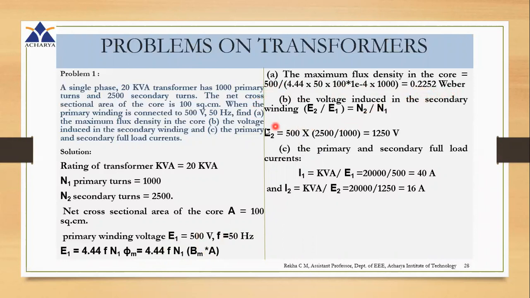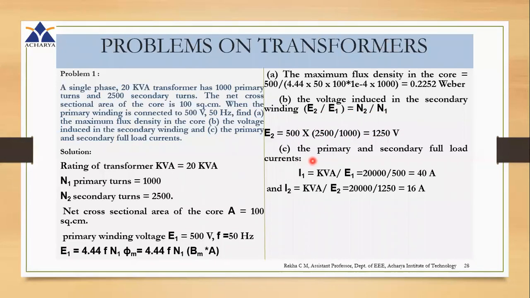The next parameter we need to find is the voltage induced in the secondary winding. The voltage induced in the secondary winding can be found using the formula E2 by E1 is equal to N2 by N1. That is nothing but the transformation ratio we studied, right? We know N2, we know N1, so just substitute those values. So E2 is equal to E1 into N2 by N1. We get 1250 volts, which is the voltage in the secondary winding.